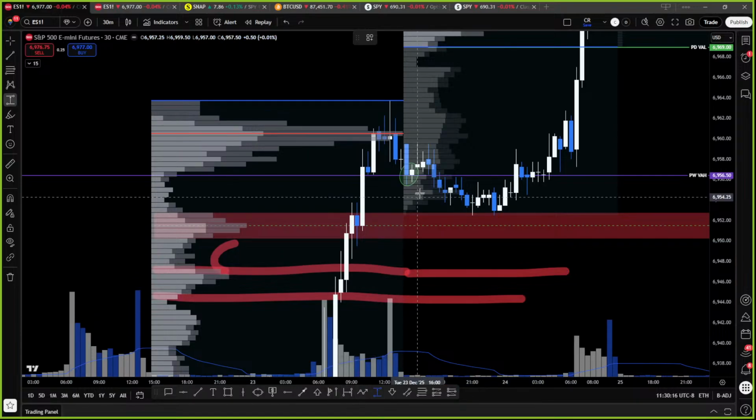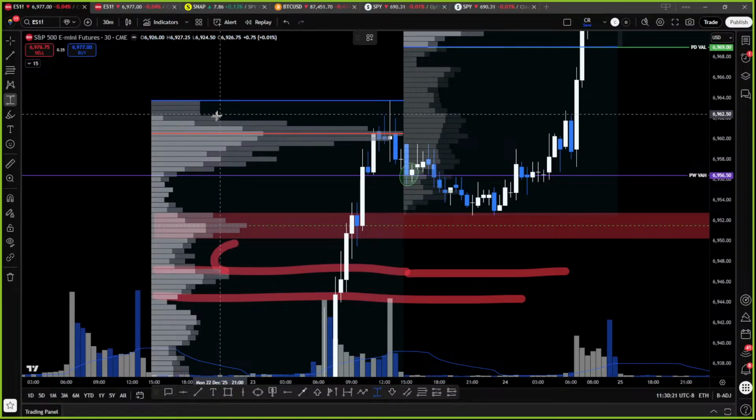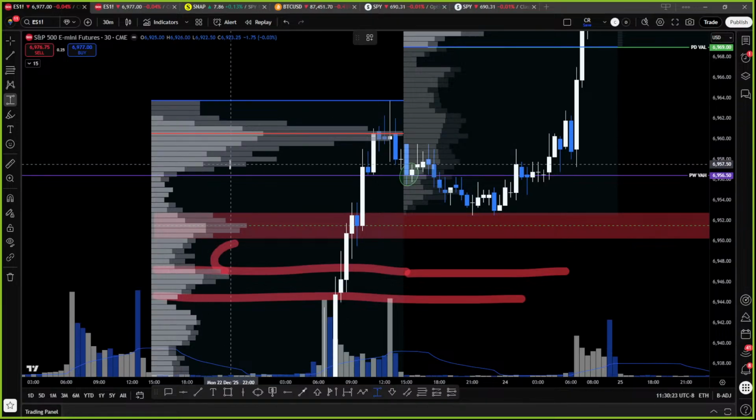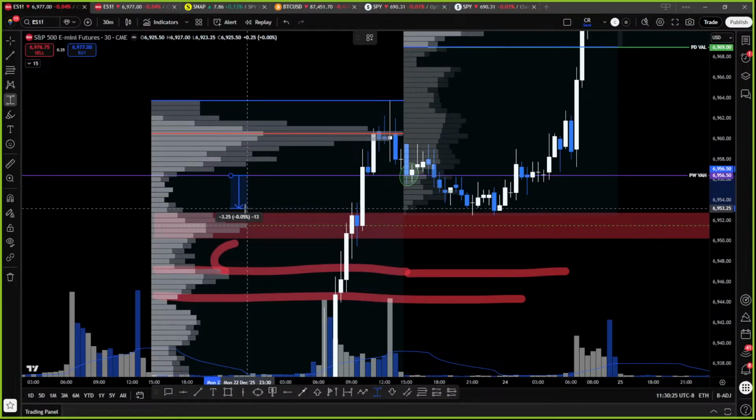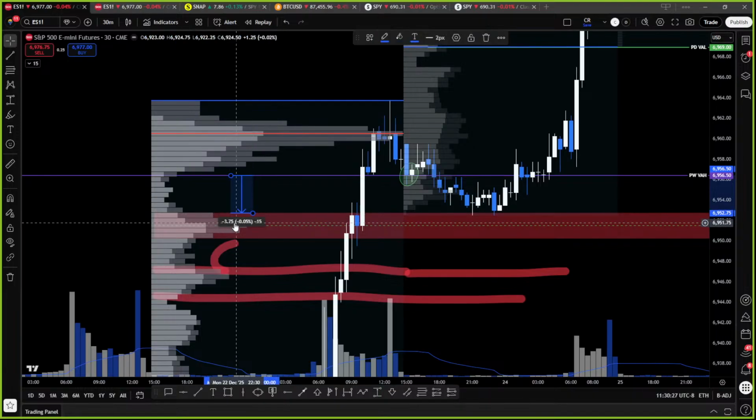he specifically said, if it's too tight, so from this high volume node to this one, if I was to enter here, I'm only giving it 3.75 points to breathe. It's not enough room, right? This is way too tight of a stop loss if my stop is somewhere in this low volume node here, right?